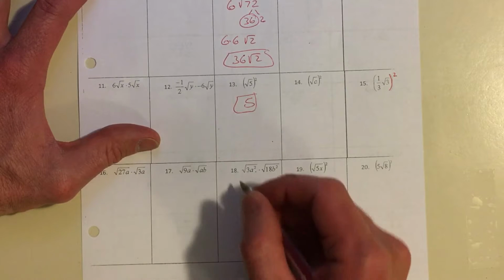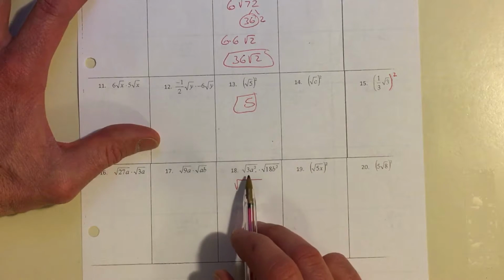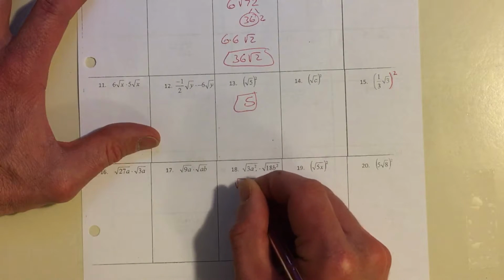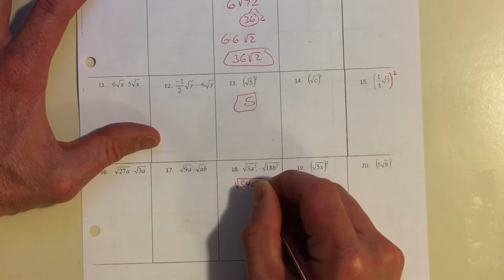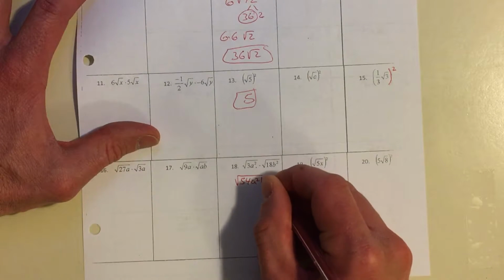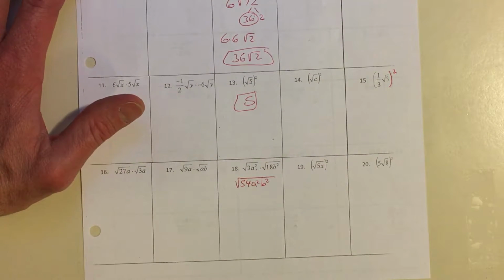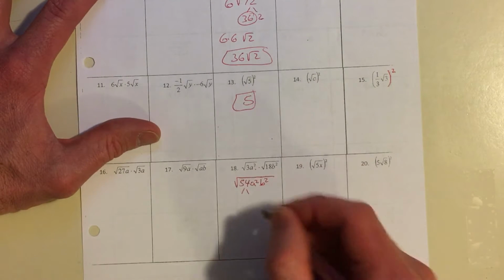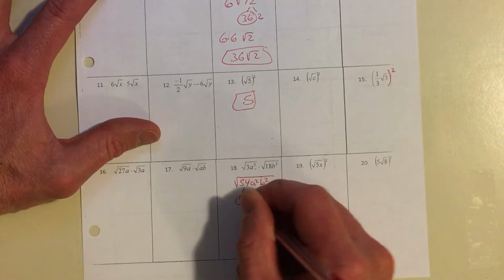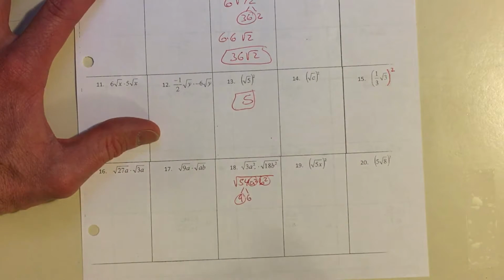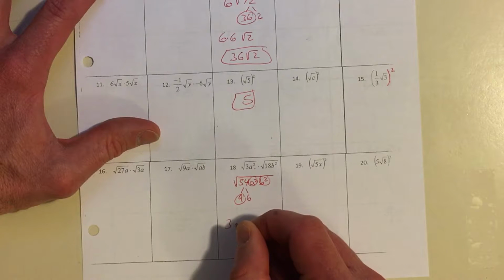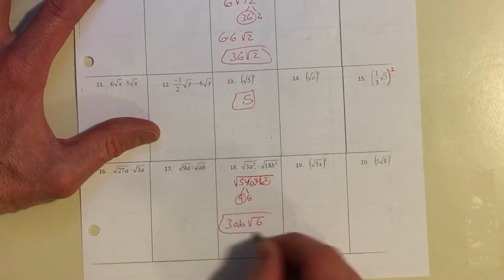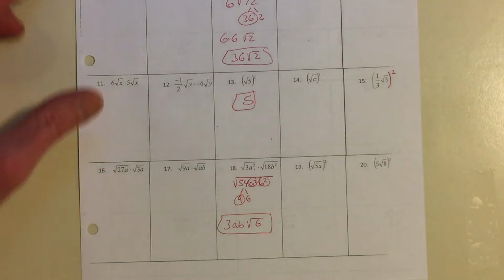So on 18, we're going to get 3 times 18, which is 54, a squared and b squared. So the a squared and the b squared, they don't simplify, so we just write them together. Now 54 is 9 times 6. We've got some perfect squares going on, don't we? 3ab square root 6. Let's flip it over.